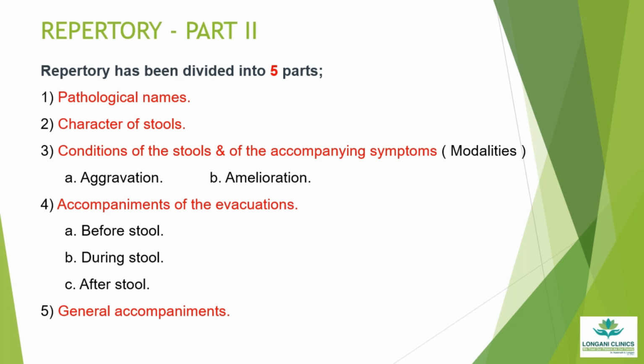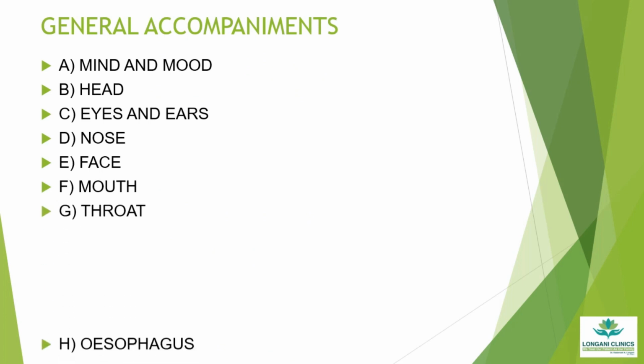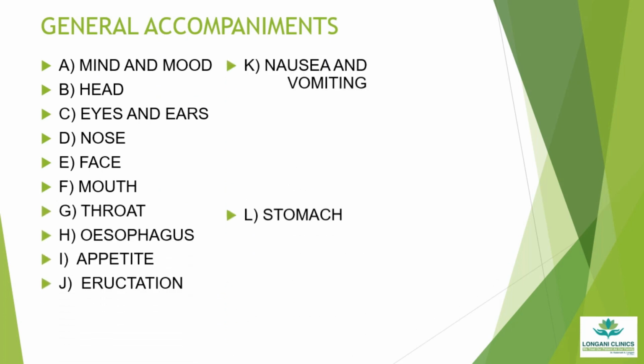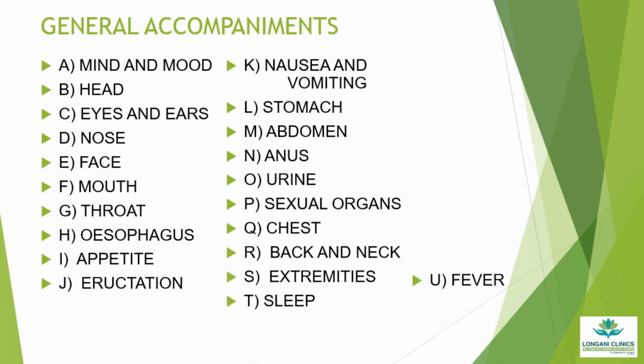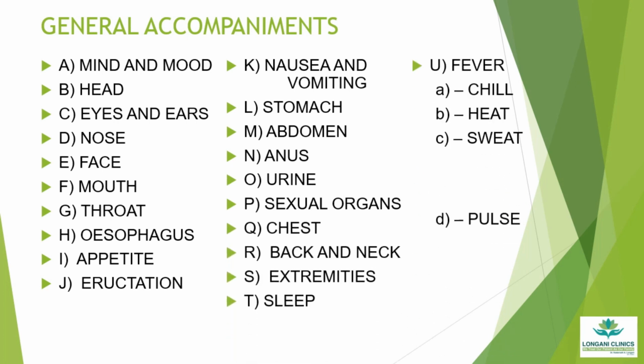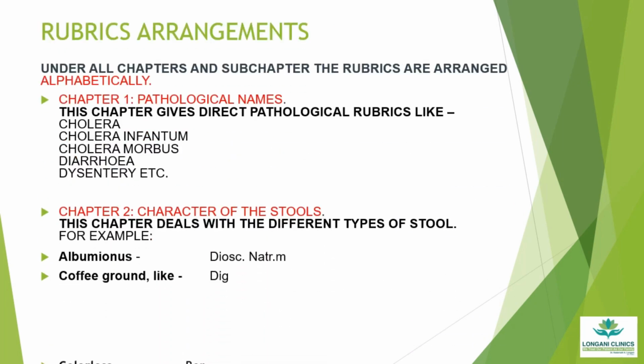The last one, fifth one, General accompaniments. It starts with mind and mood, then head, and ends with general symptoms. There are total 23 sections. Rubrics arrangements: under all chapters and subchapters, the rubrics are arranged alphabetically.